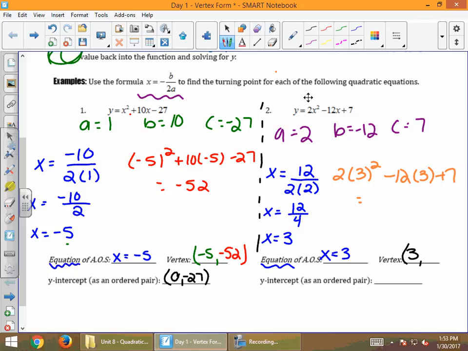What do we get when we do that? Megan? Negative 11. Everyone agree? Everyone get negative 11? Okay. Negative 11. So that's the y value of your vertex.